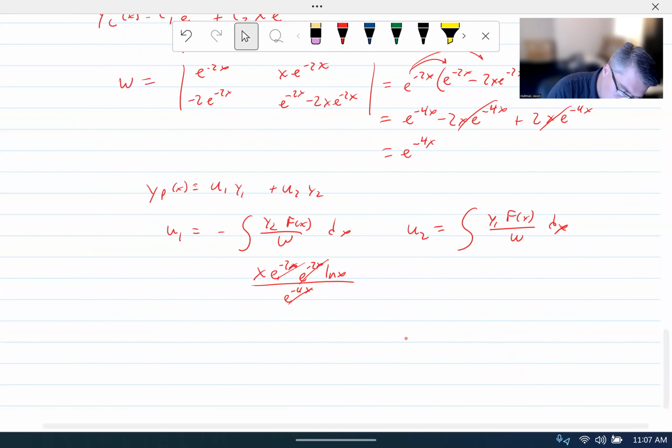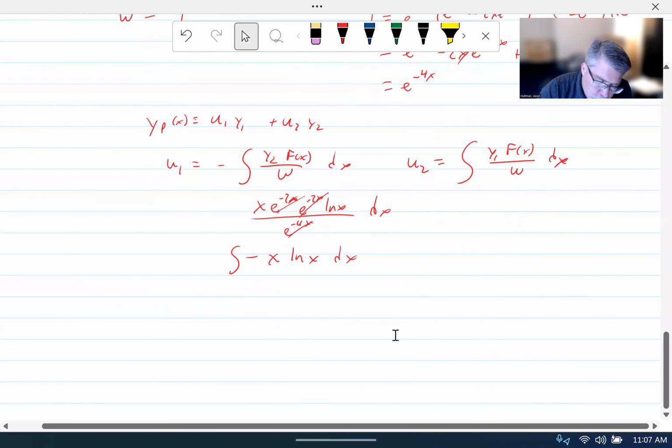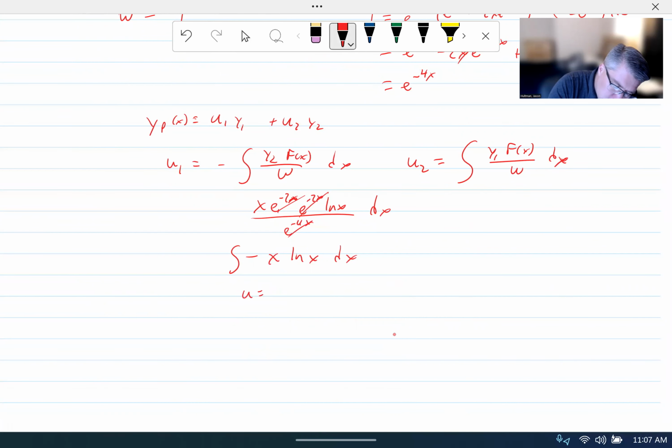Okay, and I'm just left with the integral of negative, I'll bring the negative inside, negative x natural log x dx. Okay, this guy is integration by parts. So u is equal to natural log of x, du is equal to 1 over x dx. dv is equal to negative x dx, and v is equal to negative 1/2 x squared.